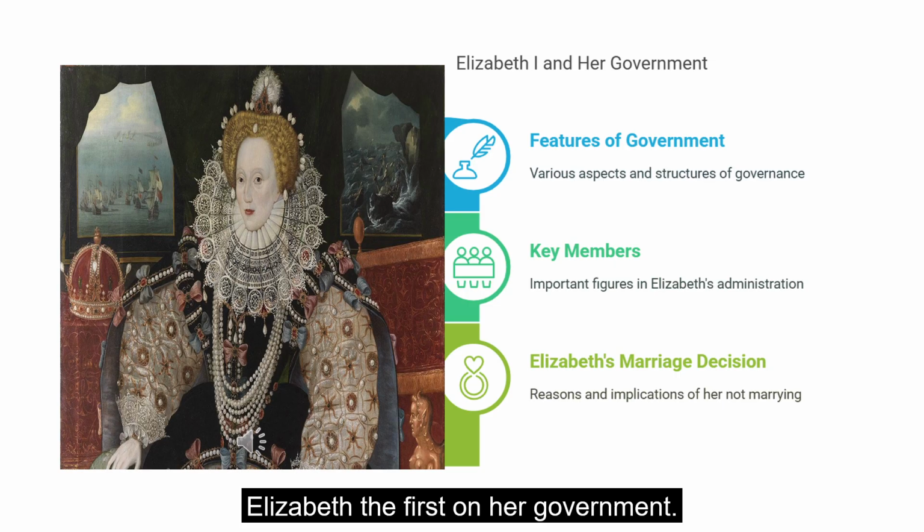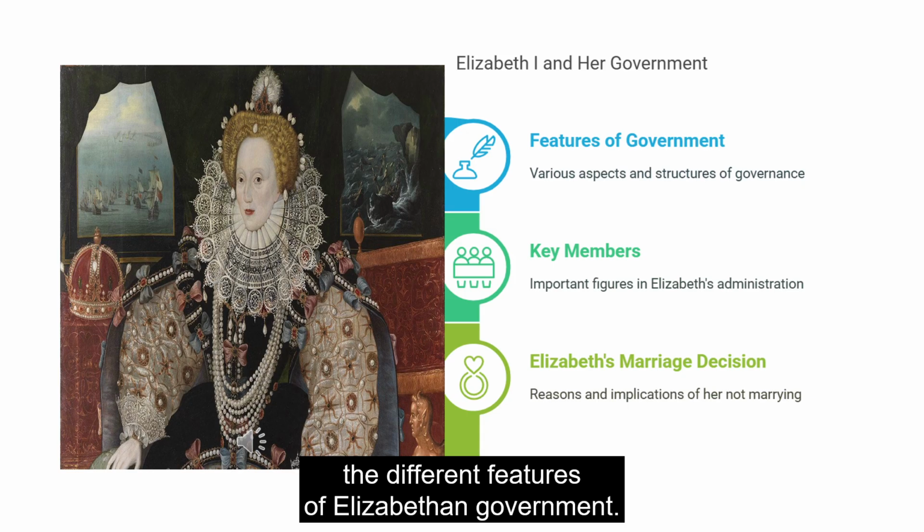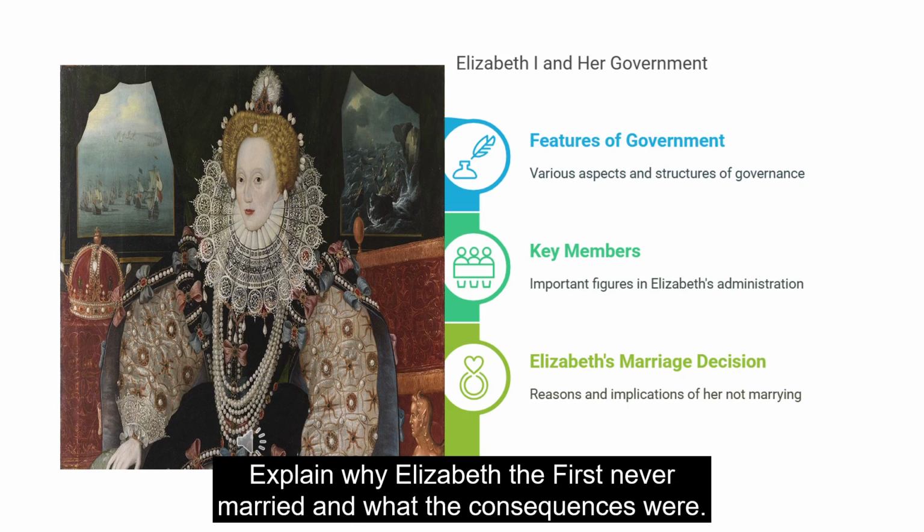Elizabeth I and her government. By the end of this lesson, you should be able to explain the different features of Elizabethan government, outline who were the key members of Elizabeth's government, and explain why Elizabeth I never married and what the consequences were.